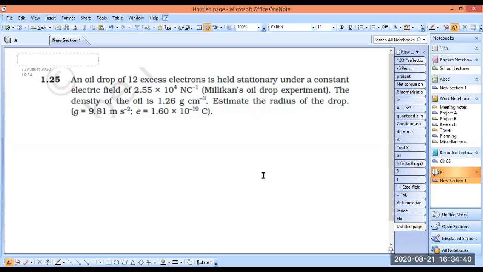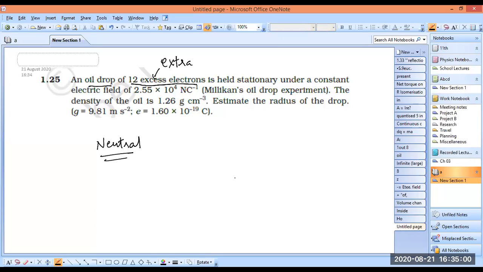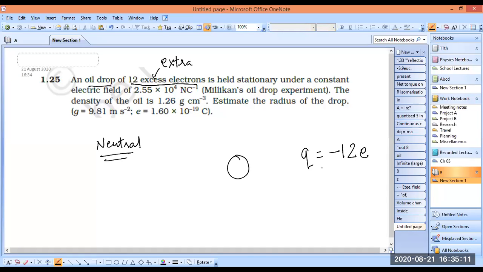So let's start. An oil drop of 12 excess electrons. Excess means extra. Generally all substances are neutral, right? Because they are made up of atoms. But here this oil drop has 12 extra electrons. So the charge of this oil drop is minus 12e, because 12 electrons are extra. So that much extra charge is there on the drop.